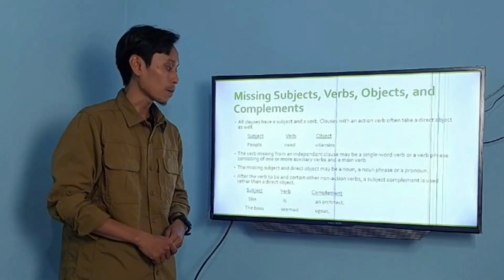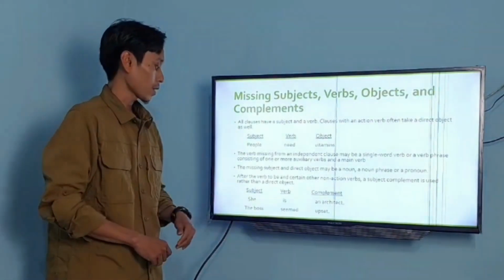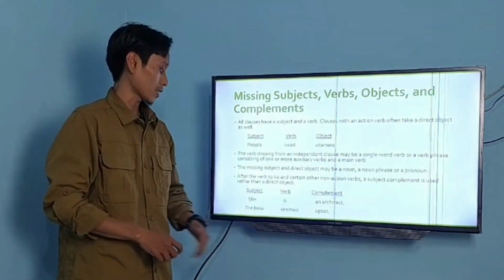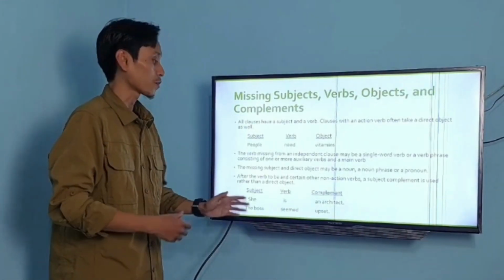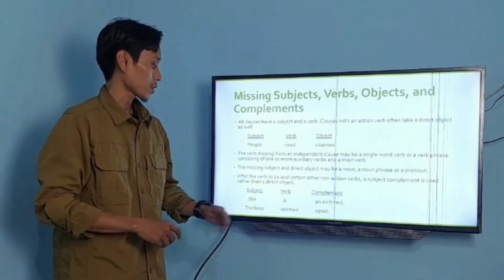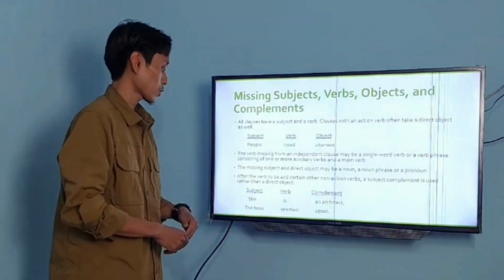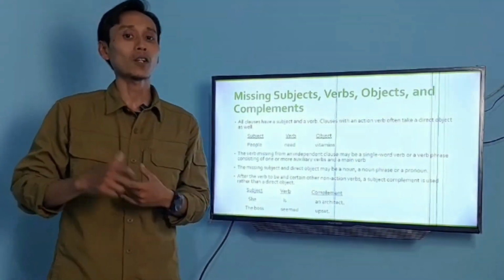Verb, complement: an architect. So, "she is an architect" contains a subject, verb, and complement. "The boss seemed upset" also contains a subject, verb, and complement.